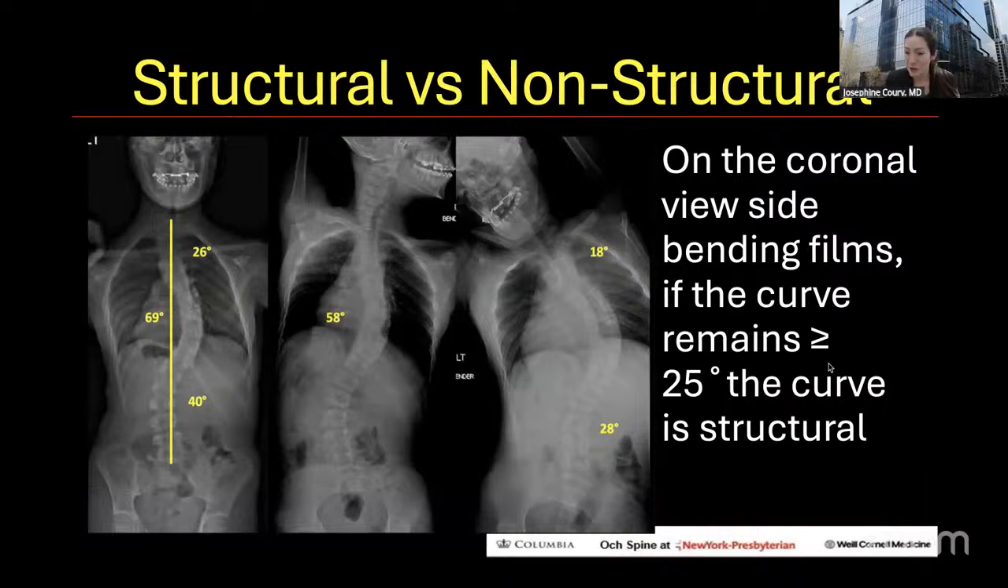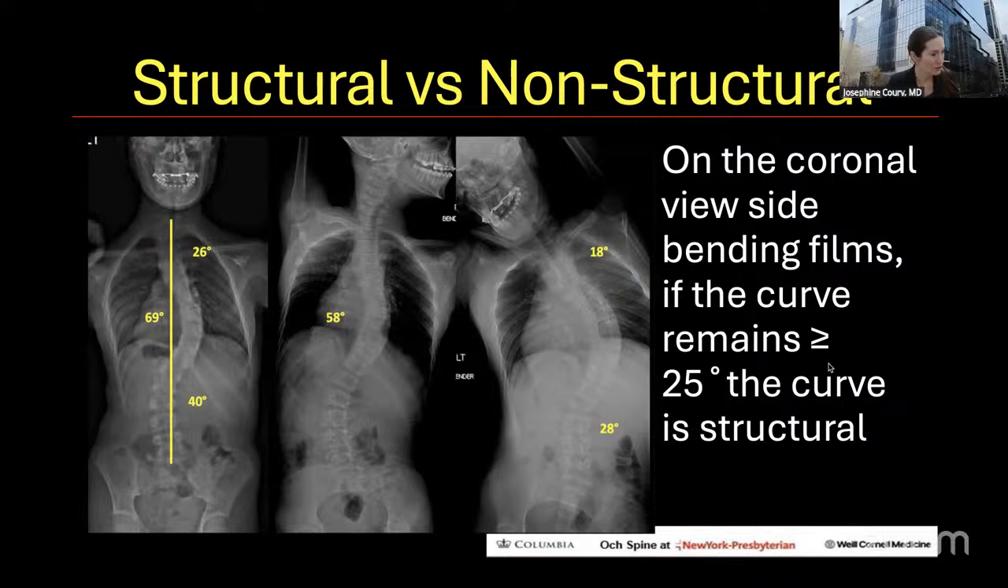So after you've measured your Cobb angles, you have to next determine what the major curve is, which is simple. It's what's the largest curve. Then after that, it's important to determine what other curves are structural or non-structural. And this is usually established with side bending films. So here's a patient where you can see they're bending to the left and bending to the right. This is the case that I'm going to use throughout this talk.